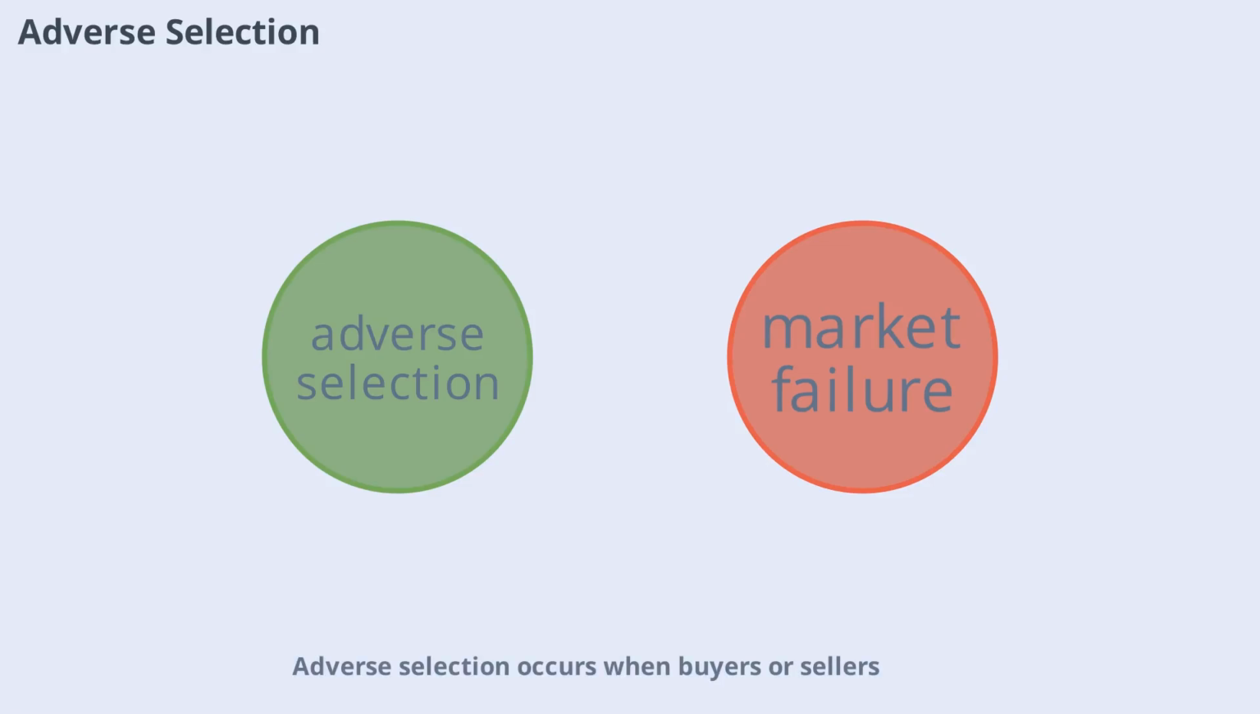Adverse selection occurs when buyers or sellers have information that the other party doesn't, leading to poor market outcomes. For example, in health insurance, people who know they are likely to need medical care are more likely to buy insurance, raising costs for everyone. Adverse selection is a classic example of how information problems can distort markets and why regulation may be needed.